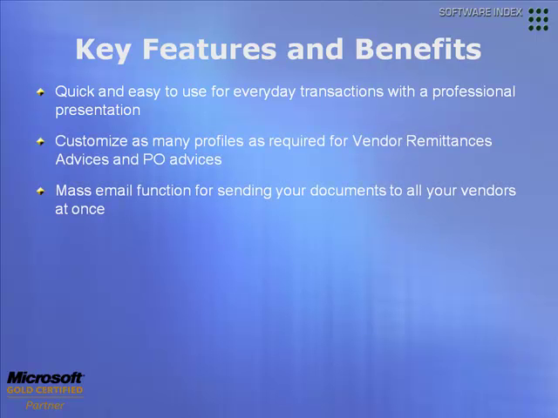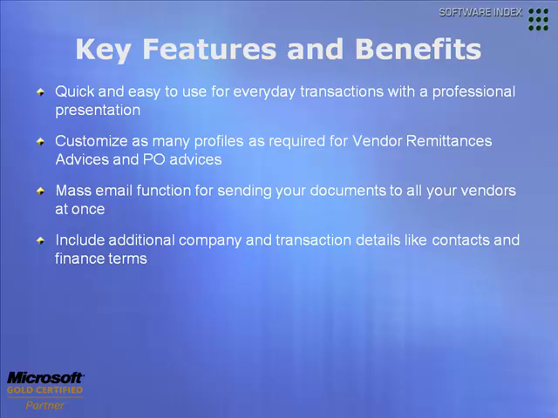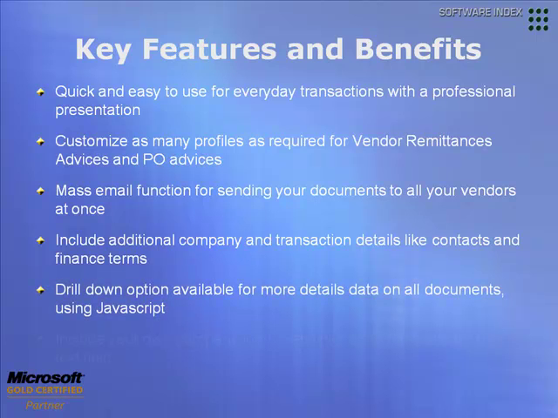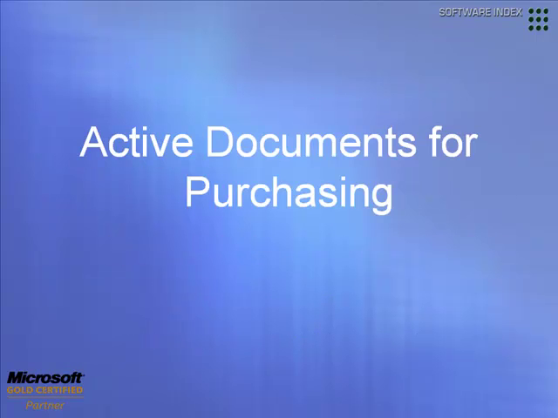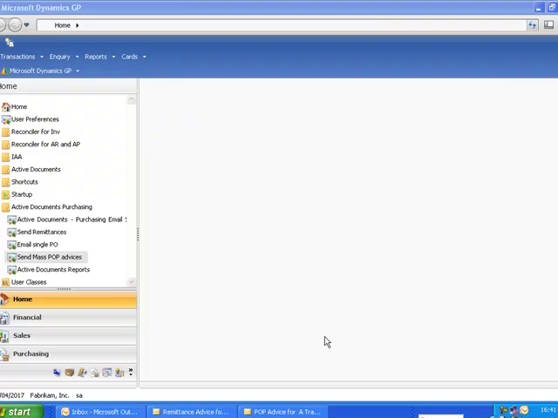The Active Documents for Purchasing module allows customizable HTML remittance advices and POP advices that incorporate essential drill-down functionality to be emailed directly to your vendors. Your vendors will receive the documents immediately in a flexible format that will allow detailed on-screen analysis and investigation. The results? Less time spent on ongoing stationery fees and less time spent on administration. Let's take a look at the software.